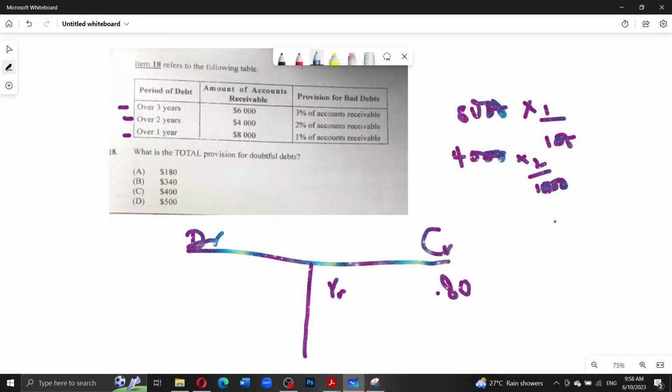So we have $6,000 and we have 3%. I hope you're understanding what I'm writing. I'm kind of new to this.